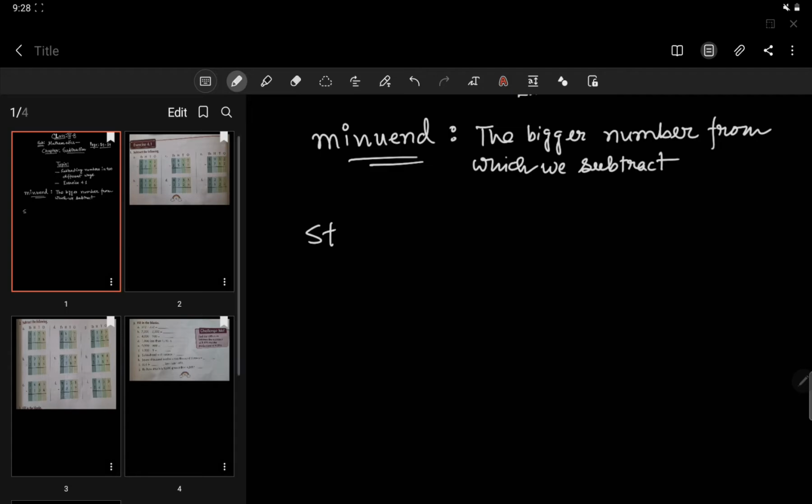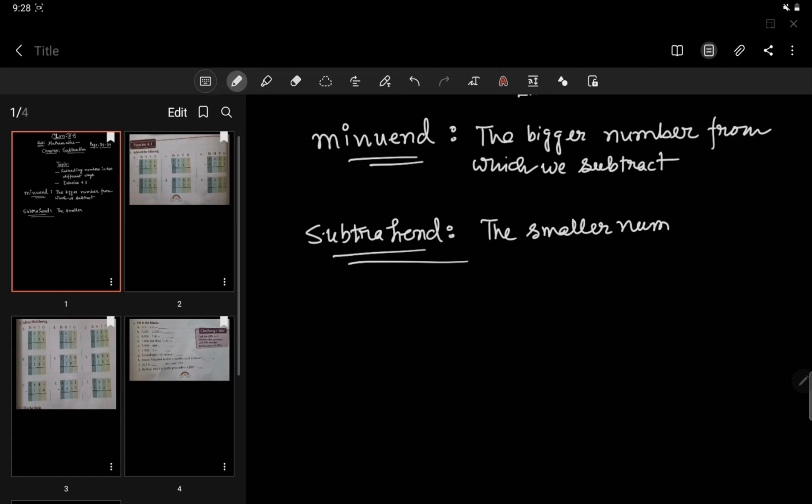Another term is subtrahend. Subtrahend is the smaller number to be subtracted. The smaller number to be subtracted is called subtrahend. So minuend is the bigger number from which we subtract, and subtrahend is the smaller number to be subtracted.